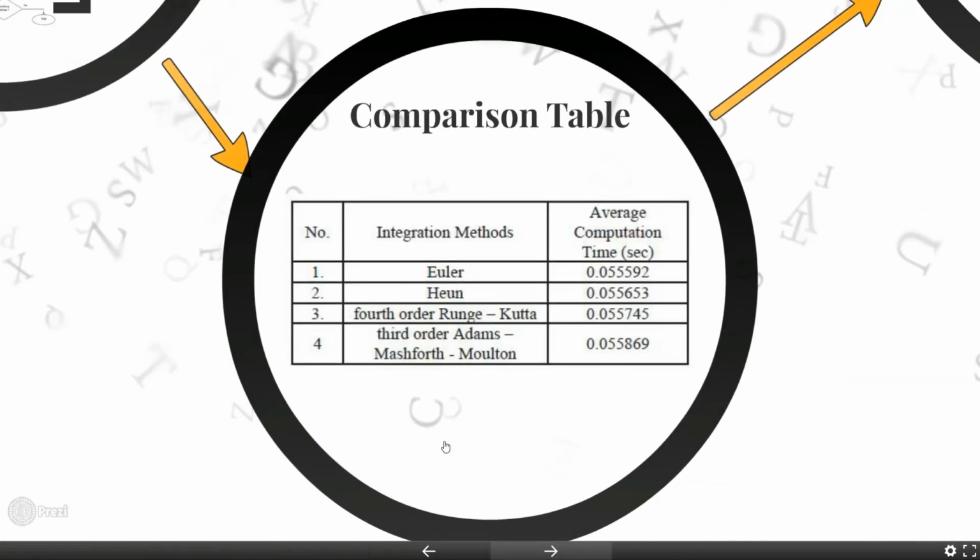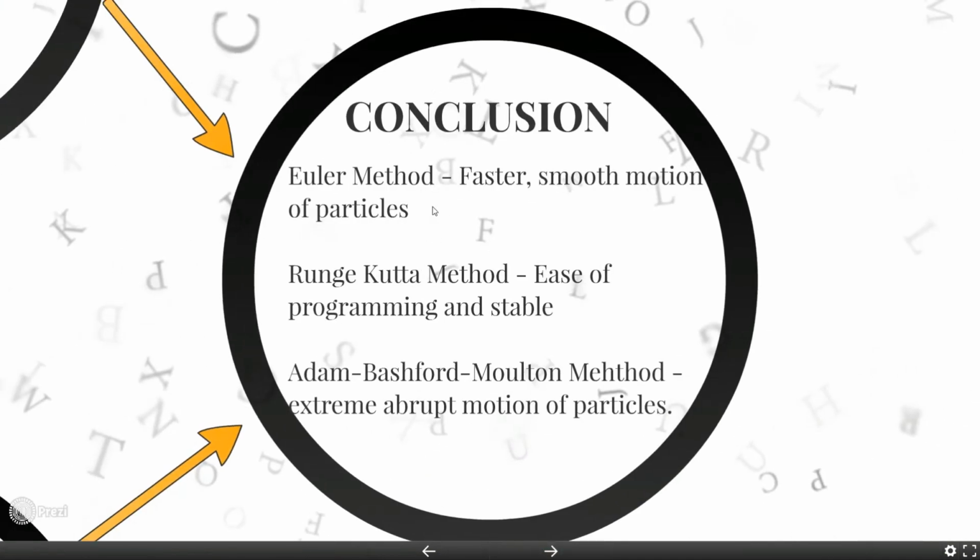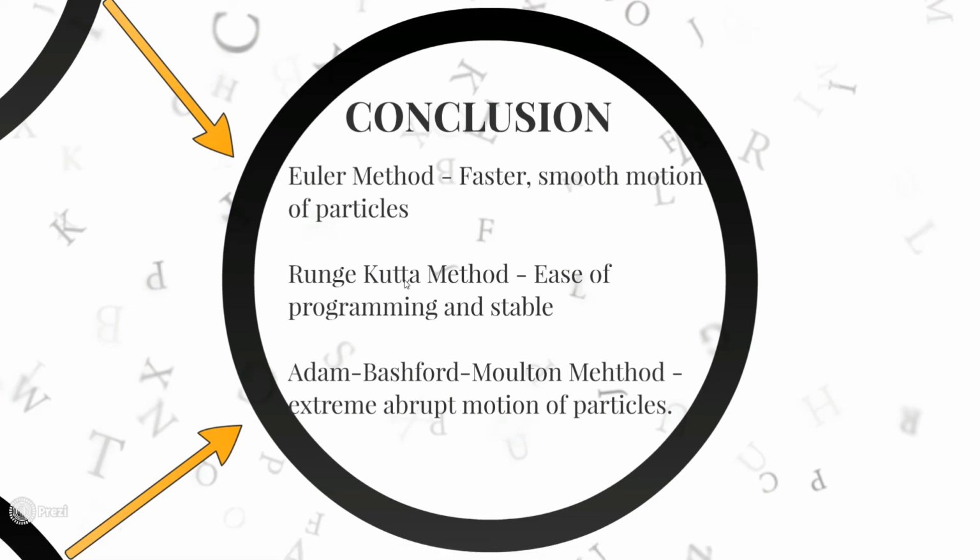Then, to be more clear, this is the comparison table, where you can see the Euler method has the least average computation time in seconds. As a conclusion, the Euler method is faster and suitable for smooth motion of particles, while the Runge-Kutta method is easier for programming and is stable for all the particles. And the Adams-Moulton method is only suitable for extreme abrupt motion of particles.